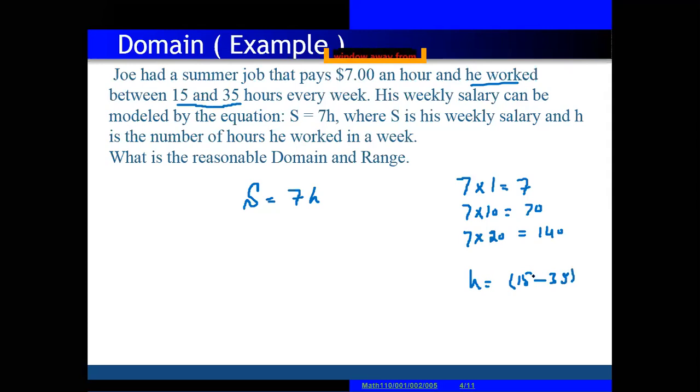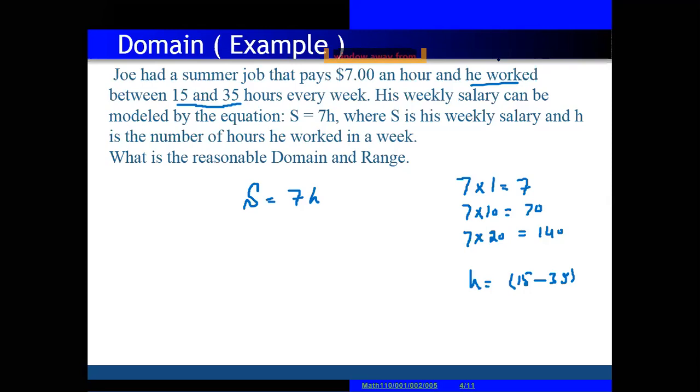Okay, so how to find domain and range values for this one? Before starting this question, we have two variables: one is the dependent variable and the second is the independent variable. Which one is dependent and which one is independent?